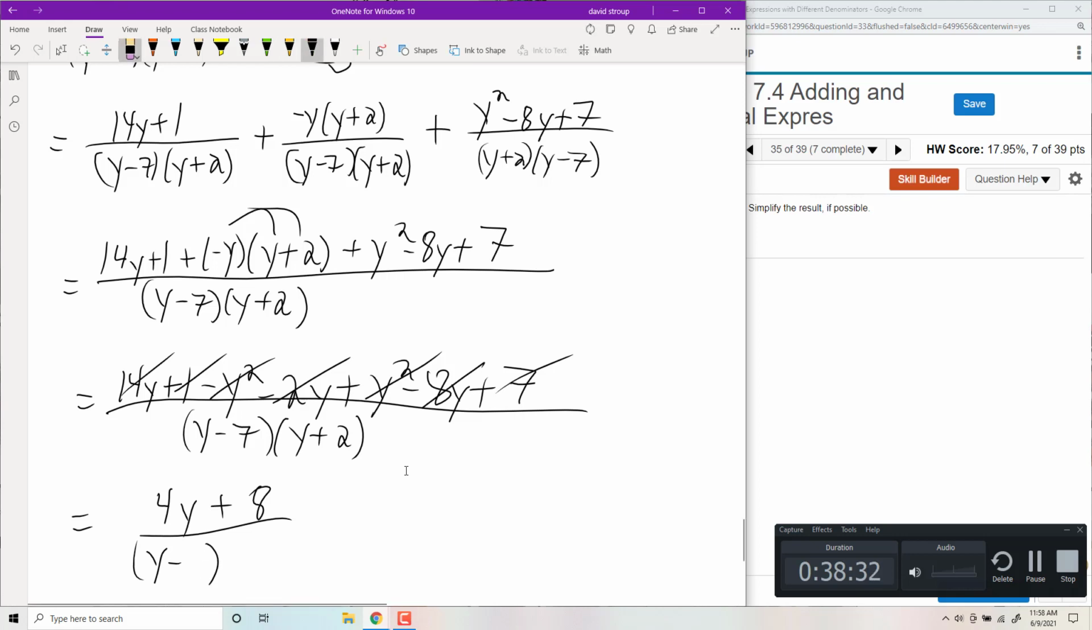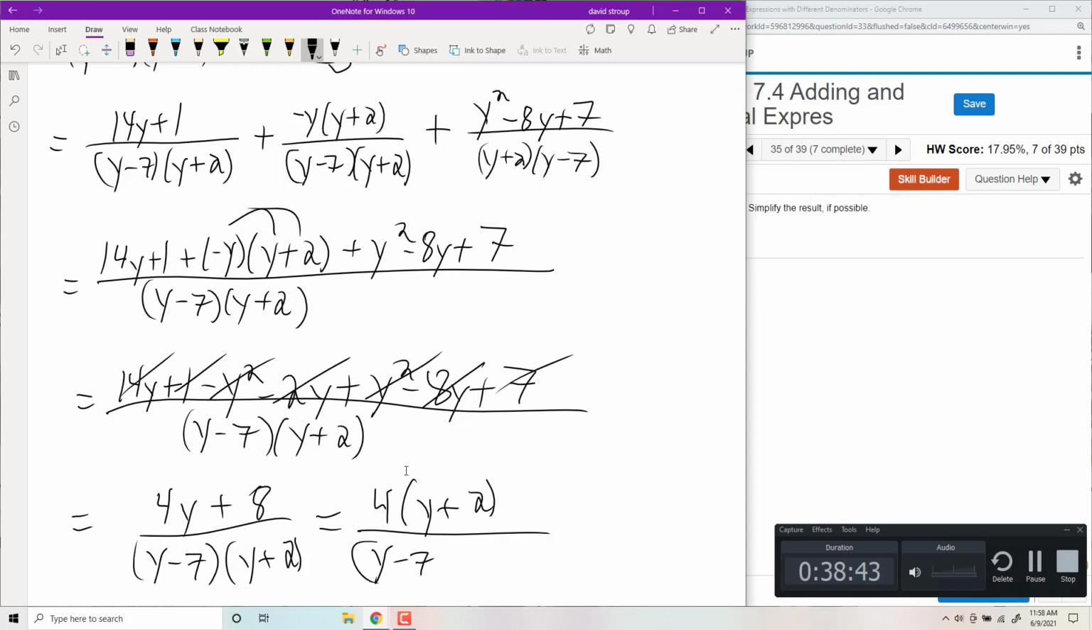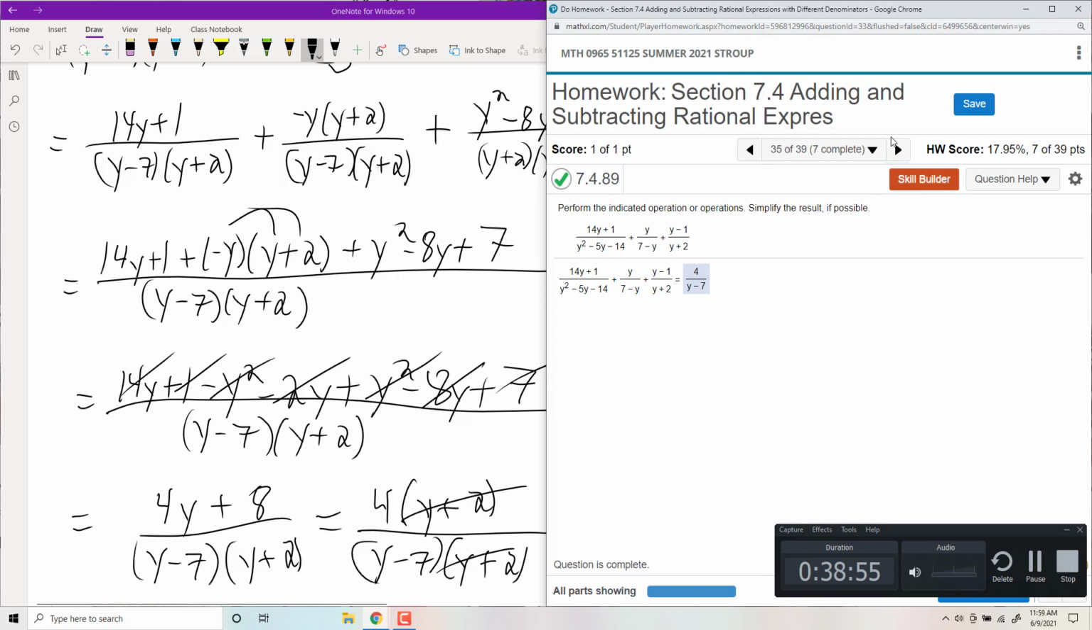And then we could factor this one in the numerator. I could factor out a 4. And this one simplifies. So like every one we looked at so far didn't really simplify, but this one will. You can remove a factor of y plus 2, and you're just left with 4 over y minus 7. Next.